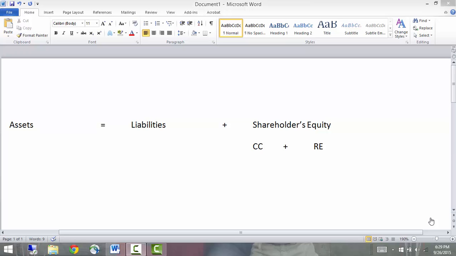So when we provided services or goods to customers but they did not pay us cash at the time they got their product, they're supposed to pay us cash later. So the company is extending credit to their customers. That's how we have accounts receivable.